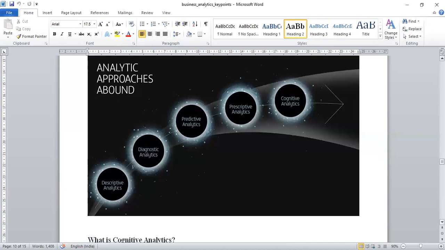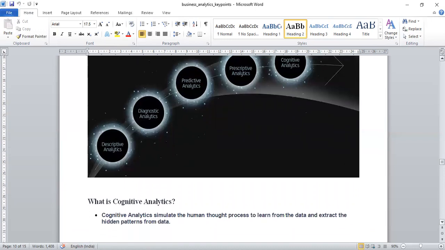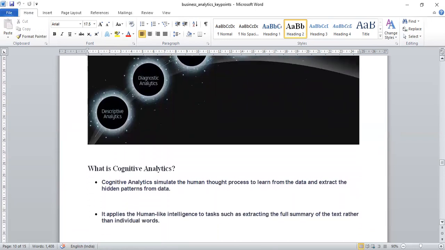Suppose using GPS technology, you want to find out the shortest route. So this is one sort of use of prescriptive analytics. So just go through this.